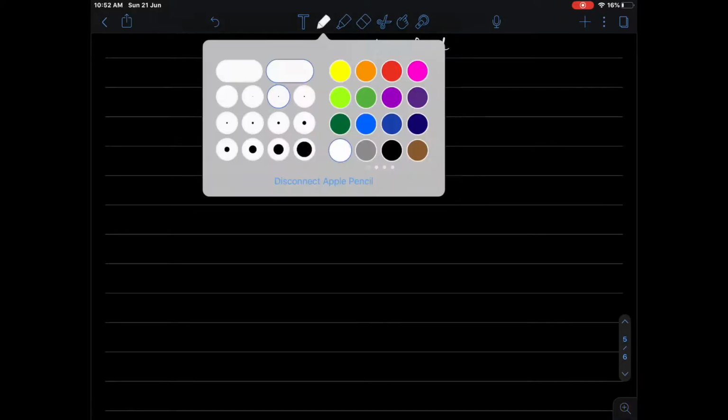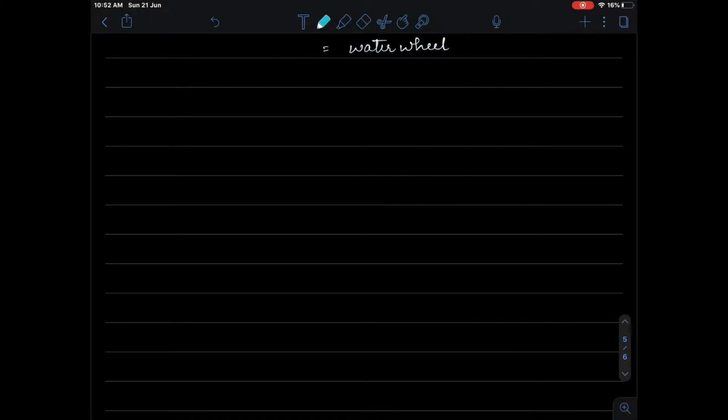Now let's go to the next kanji. This is number 126. And this is how it looks.